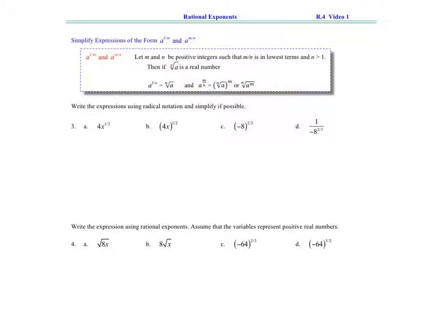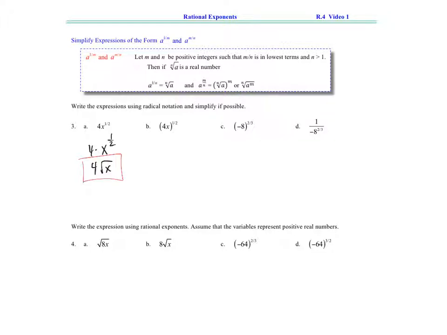We're going to look at rational exponents. A rational exponent is the same thing as a radical. For example, x to the 1/2 means the square root of x. And if that's being multiplied times 4, then we would just have the 4 outside of that square root symbol. So that's the same thing.